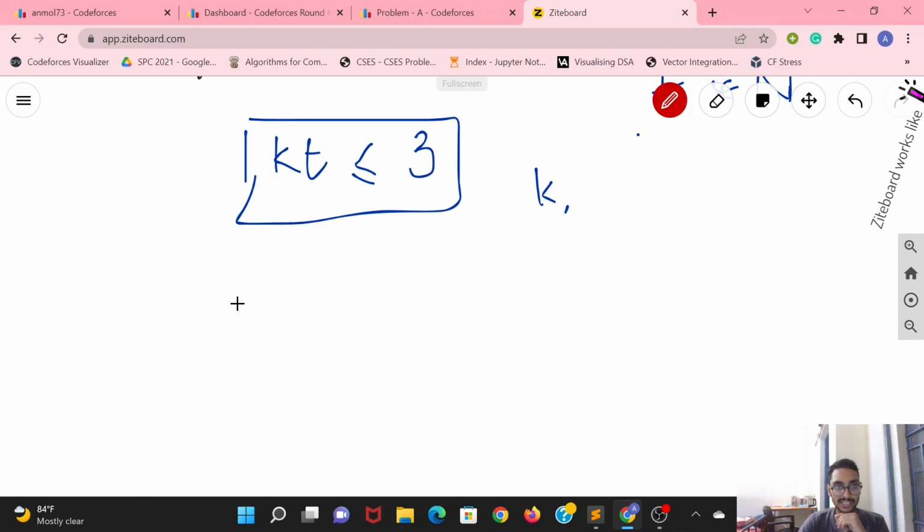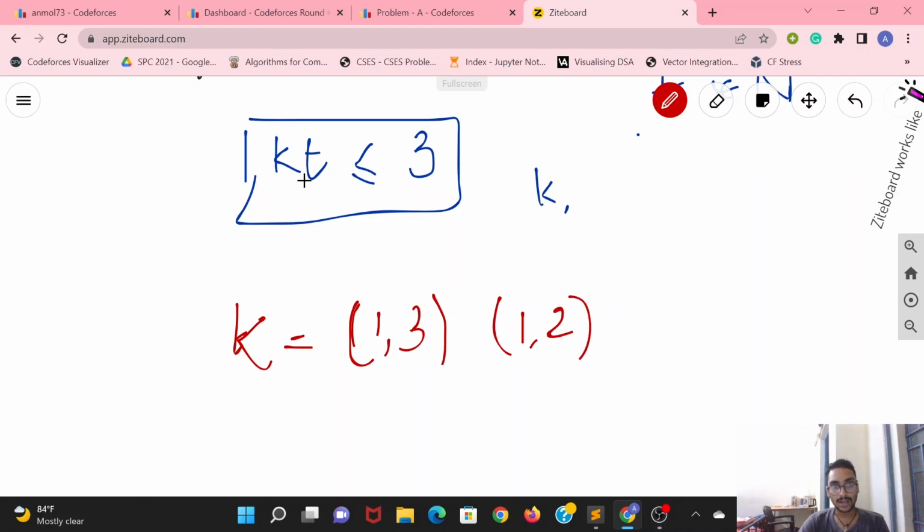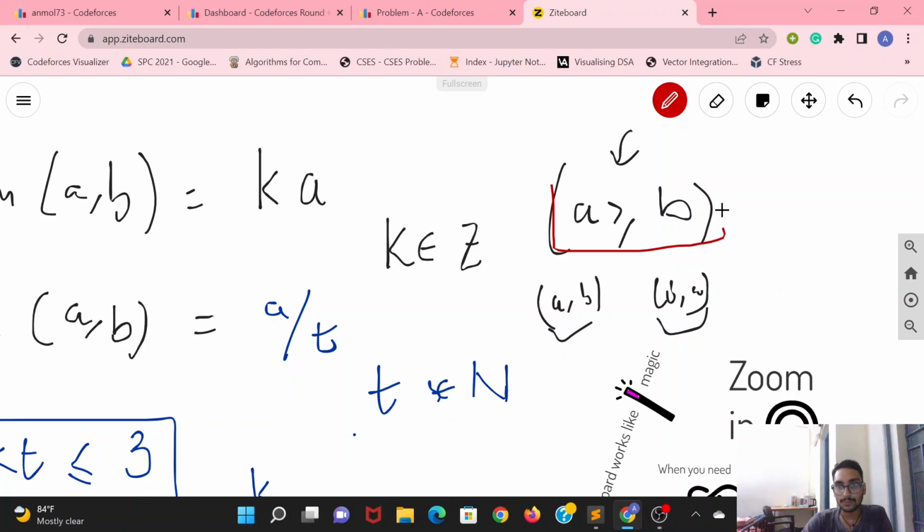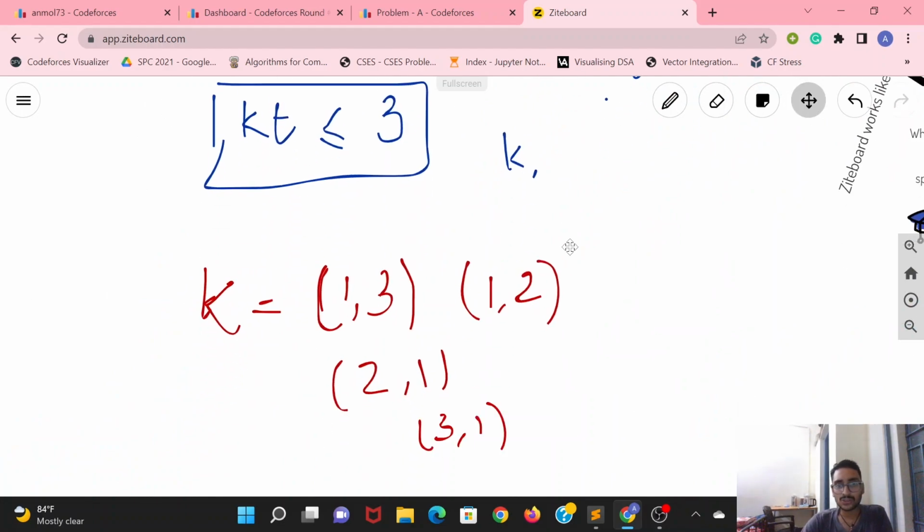So let us take, say, k equals 1. If I write the ordered pairs directly, k, t equals 1 comma 3 is possible, 1 comma 2 is possible. For k equals 1, these both are possible, and for k equals 2, 2 comma 1 is possible. For k equals 3, 3 comma 1 is possible. Now let us see for which of these k and t our solution is feasible, because we have initially assumed that a is greater than or equal to b. So whatever k and t we get should satisfy that initial constraint.